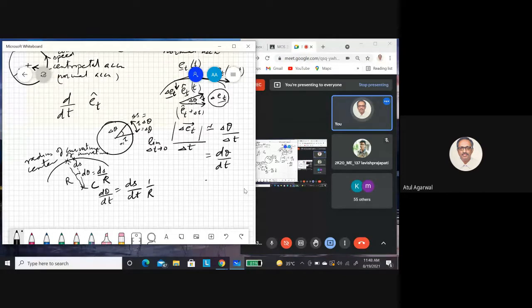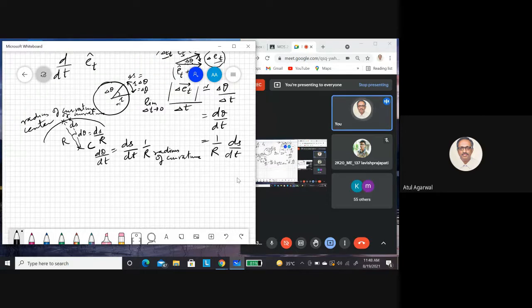So I can replace it by 1 by r ds by dt, where r is the radius of curvature of the curve at that point. So this is something called the instantaneous radius of curvature at that point. At every point there is a different radius of curvature as the particle is going around. So what is your d by dt of et? I am calculating this. It was delta et by delta t. This came out to be 1 by r ds by dt.